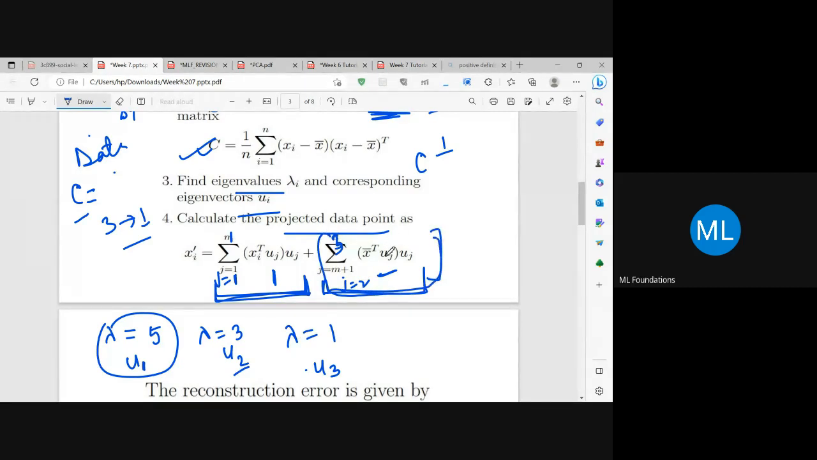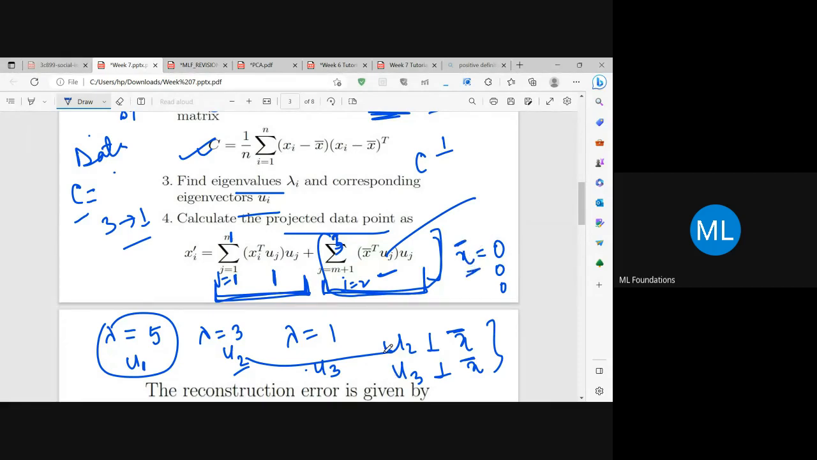You can skip this whenever u2 is perpendicular to this x bar, or u3 is perpendicular to this x bar. The other condition is that x bar is 0, that means a 0 0 0 vector, whatever the dimension is. So if you are getting the mean vector as the 0 vector, or u2 is perpendicular to the x bar, or u3 is perpendicular to the x bar, then you can just skip this one. But if none of the conditions is satisfied, then you can't skip this one. So this is what I was telling you from the starting.